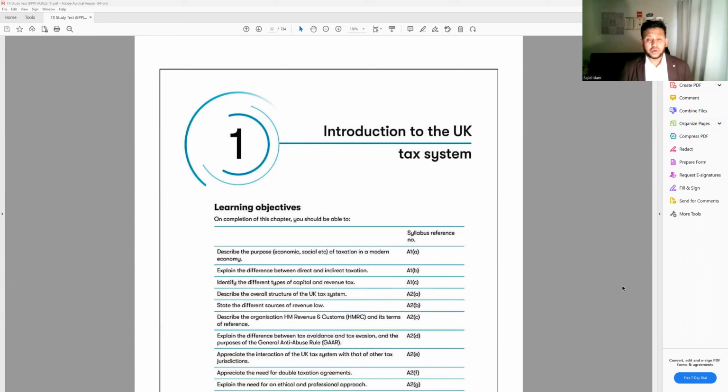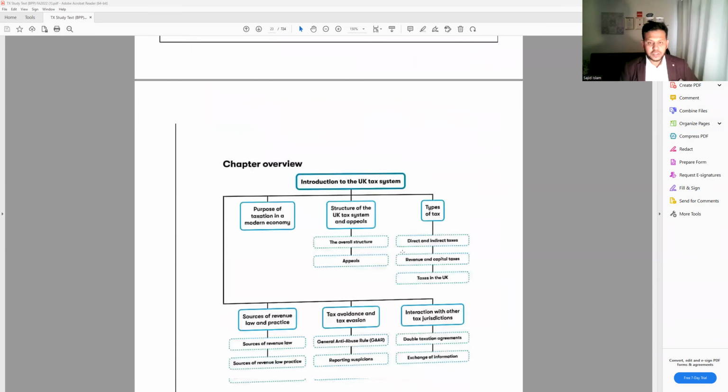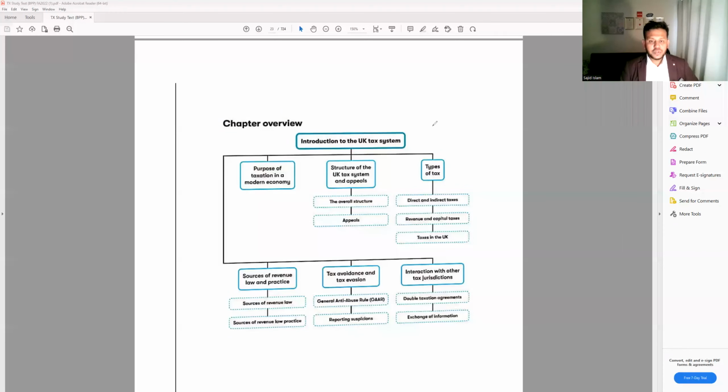In this paper, we're going to look at the BPP textbook, and we're going to look at chapter number 1 today, and we're going to look at the introduction to the UK taxation system. In chapter 1, we don't have many things, very basic things, introduction to the UK taxation system. So let's look at the chapter overview, what you have here, and we're going to cover. So you can see here is a chapter overview: purpose of taxation in the modern economy, structure of the UK taxation, and types of tax.